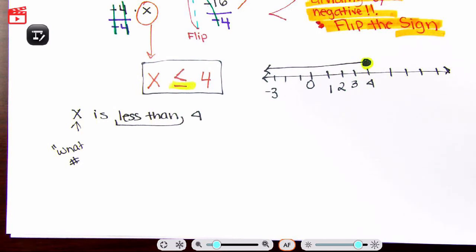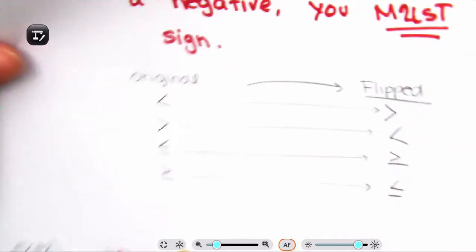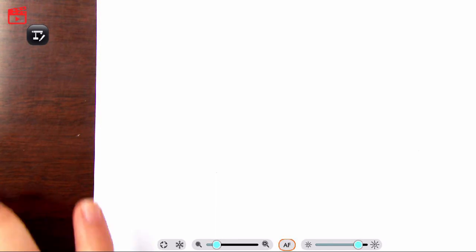All right, let's do a few more examples. I'm going to shift this paper. Then you treat this like an equation. However, if you multiply or divide by a negative, you must, absolutely must, 100% flip the sign. All right, let's actually do one. Let's do this one. It's a little bit more difficult, so this will be our last example.